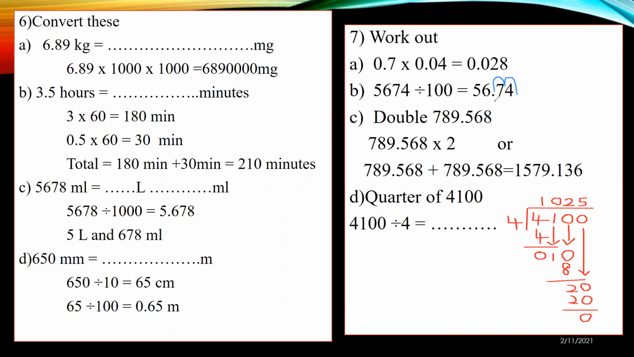C part, double 789.568. Now you can use both methods. The first one, either you multiply by 2 or add the same number. Then you will get 1579.136. The D part, quarter of 4,100.